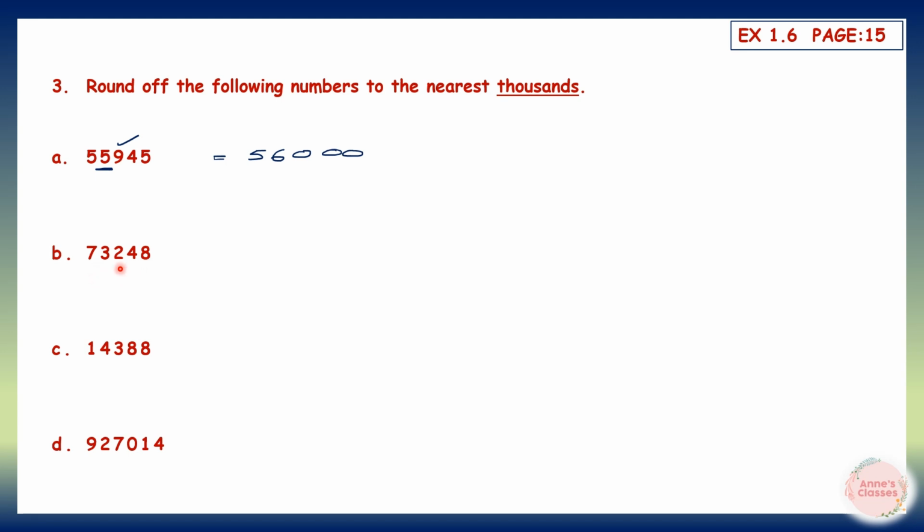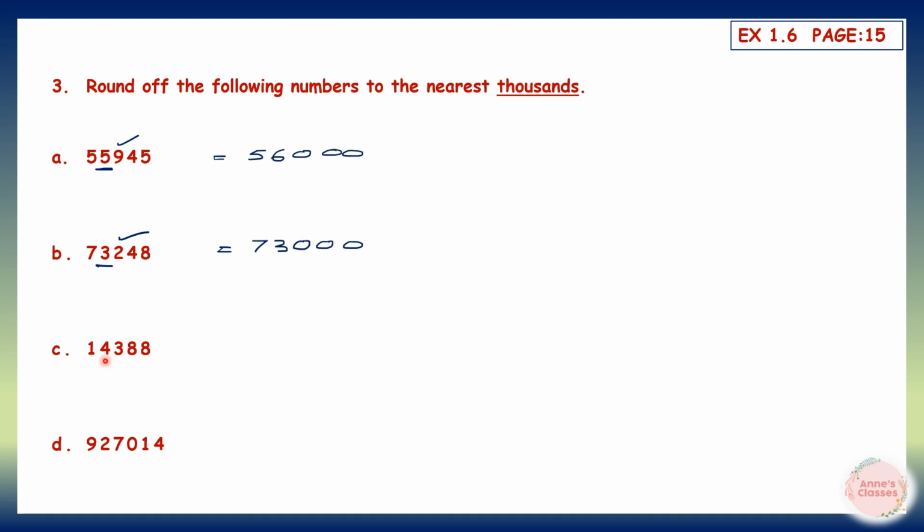Now let's look at the next number and underline the digit in the thousands place. Ones, tens, hundreds, thousands. So we have 3 in the thousands place. Next, look at the digit to its right. It is 2, which is less than 5. That means 3 will remain the same. So we're going to write the digits now. So 7 will remain the same. 3 will remain the same. Now after 3, there are 3 digits. So we're going to put 3 zeros, 1, 2 and 3 zeros. So what is our number now? 73,000.